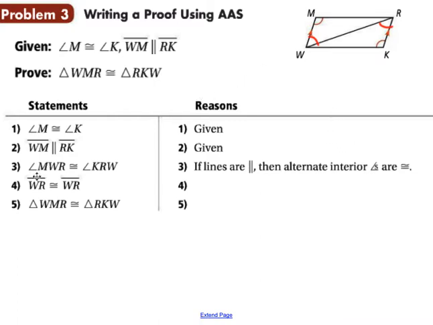We also have that side WR is congruent to itself. That's the reflexive property. Every side is congruent to itself. So now if you look at what we have, that angle M and angle W, so we have two angles, and then we have this side right here is congruent to itself. So we have angle-angle-side in this one, and in this one we have angle-angle-side. So then we've proven that these two triangles are congruent by the angle-angle-side congruence theorem.